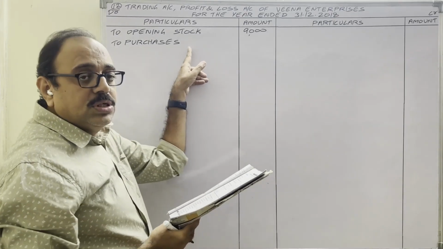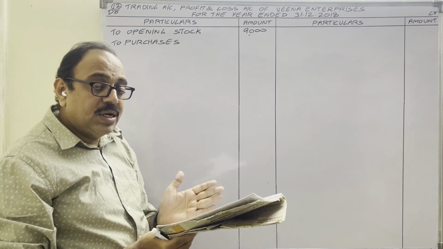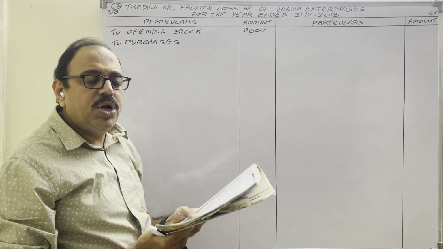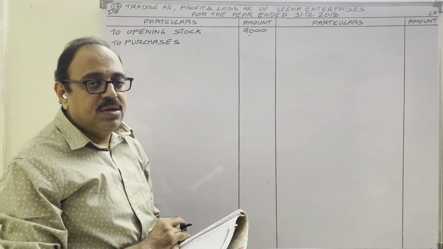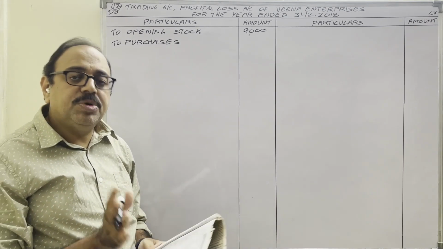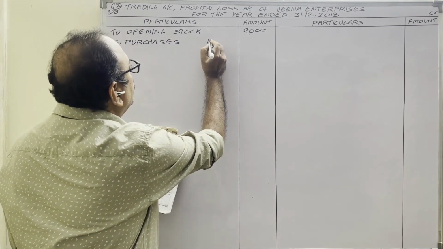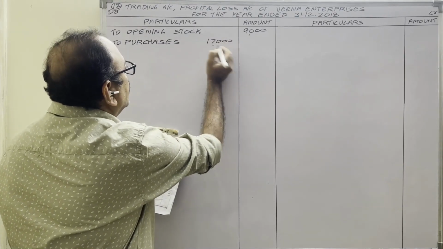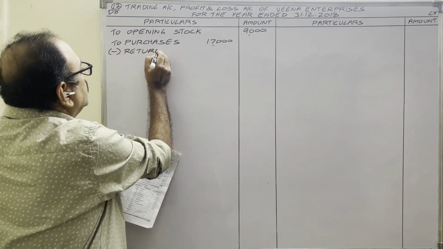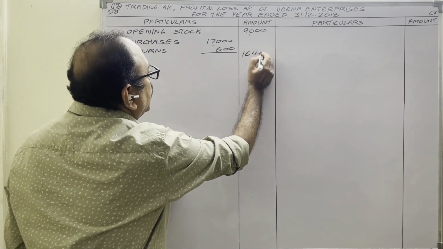Before writing the amount, we have to see whether purchase returns are given or not. In the trial balance, on the credit side, they give returns. There is no need to mention clearly that it is purchase return. In the trial balance, if returns are given on the credit side, it means purchase returns. So purchases amount in the inner column 17,000. Returns we have to subtract: minus returns, credit amount 600 rupees. Net amount in the outer column 16,400 rupees.